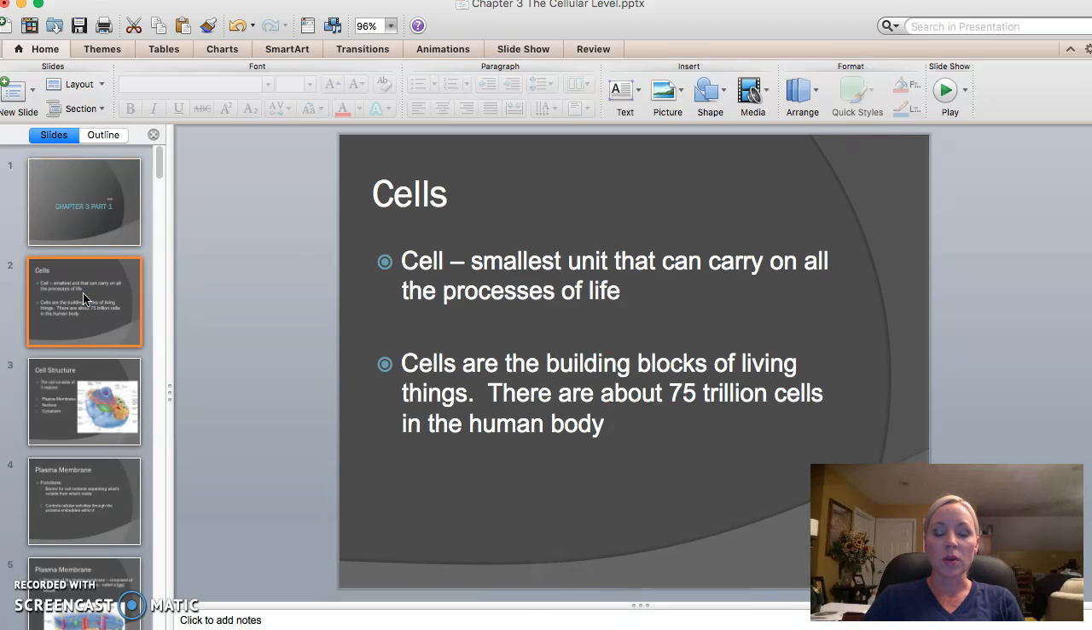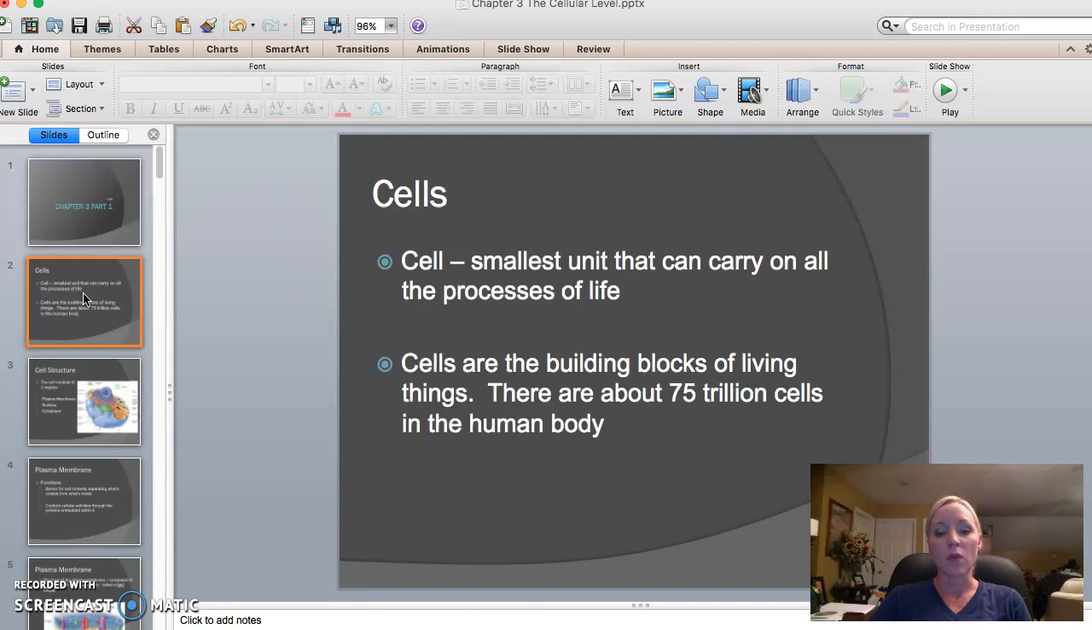So we're going to start with some definitions here. A cell is the smallest unit that can carry on all the processes of life. So up until this point, we are not considered living. When we're looking at the levels of human organization, we have the chemical level. That is the most basic foundation of the levels of organization leading up to the organism. And that, of course, consists of your atom, your molecule, your macromolecule, your organelle. So those areas make up that chemical level.